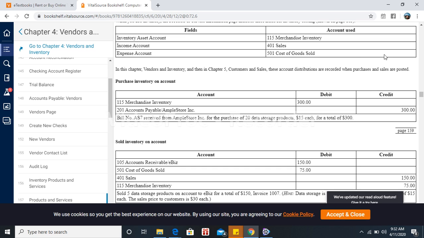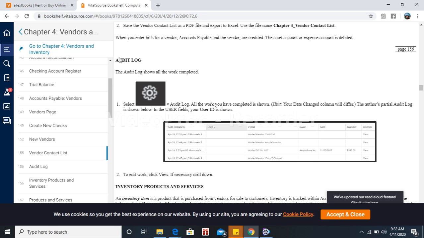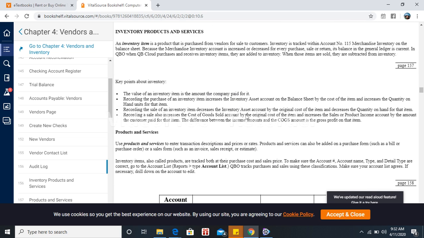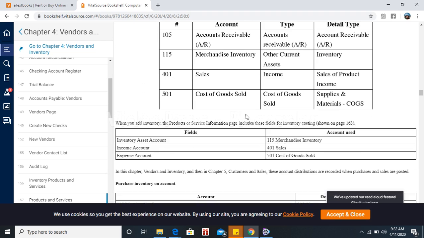It takes you step by step, telling you, if we scroll up a little bit, you'll see here that if you want to go to the audit log, it tells you to select the gear icon, tells you to do other things. But every page of this book is like this. It walks you step by step through everything that you're having to enter or do in QuickBooks. So if you have a question or have trouble finding something, definitely refer to the table of contents. It's broken down by chapter, and each chapter is broken down by title.